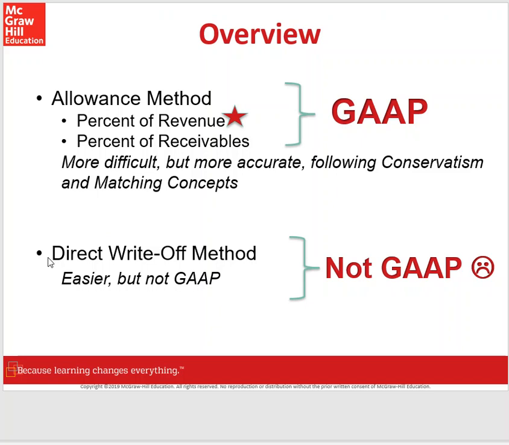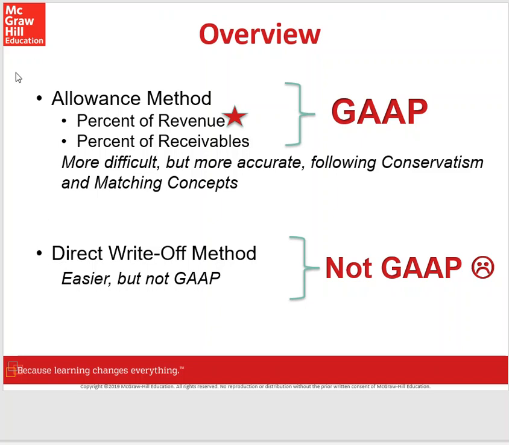The direct write-off method we will cover briefly after we look at the allowance method. I think you're going to like the direct write-off method. It's easier, but it's not GAAP. It does not follow GAAP. It does not adhere strictly to conservatism or matching concepts. However, we can justify its use in certain situations, and you often will see it used by small businesses or even medium-sized businesses that don't have a lot of receivables or a lot of uncollectible accounts. So we'll talk more about the direct write-off method when we get there.